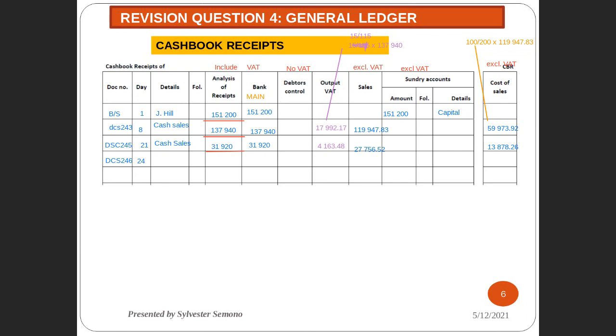DCS, please, what must I write under details? Do we know from whom we received? Thank you so much for that, okay. It's not a cash sale. It's not a cash sale. It's not a sale.